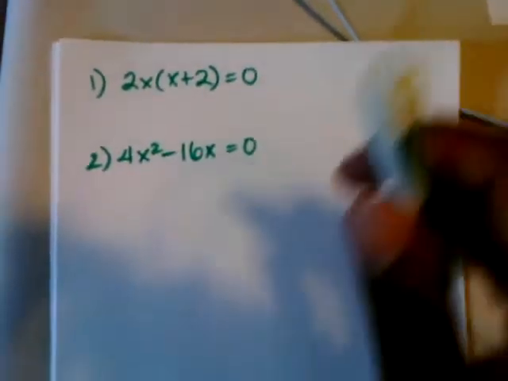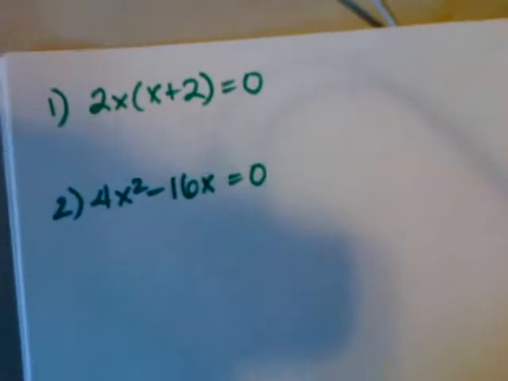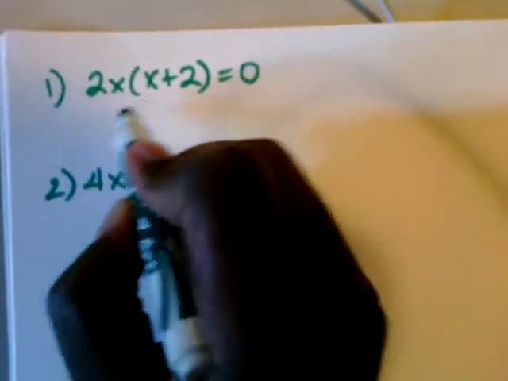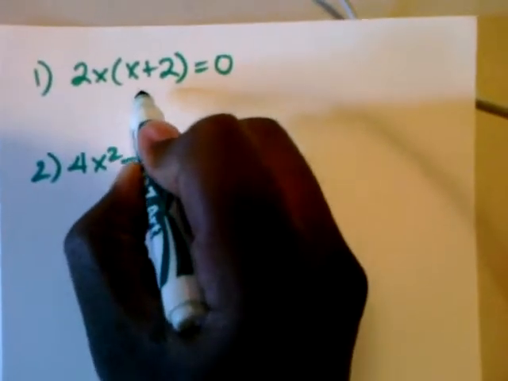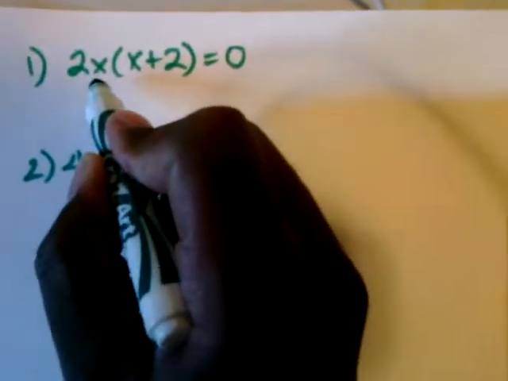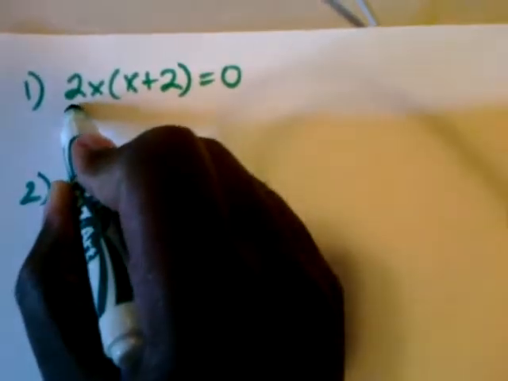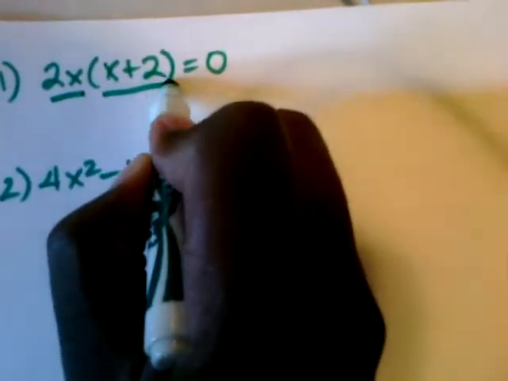Alright, so now we're going to learn how to factor and solve. So we'll start with problem number 1. If you look, problem number 1 has already been factored for you. There are already two factors there. This is being multiplied by this, right?